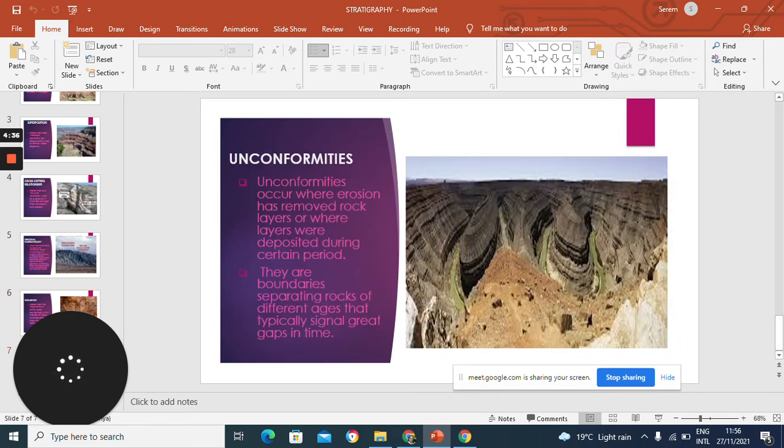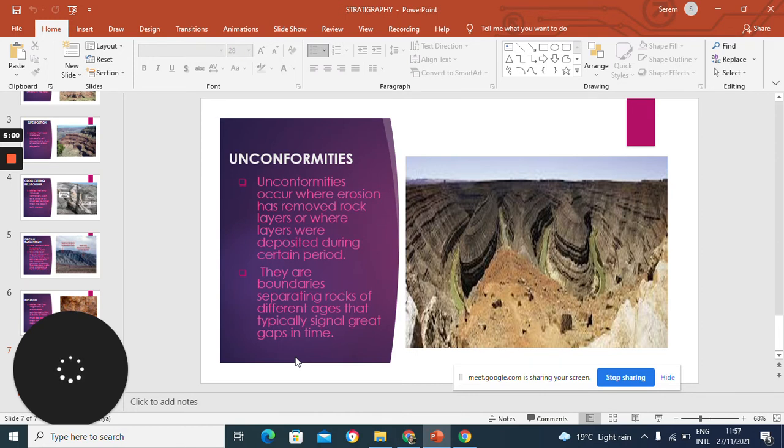So unconformities occur where erosion has removed rock layers or where layers were deposited during a certain period. What we are trying to say is that because of soil erosion, we are now going to have various rocks exposed to the surface. And then there are boundaries separating rocks of different ages that typically signal great gaps of time.